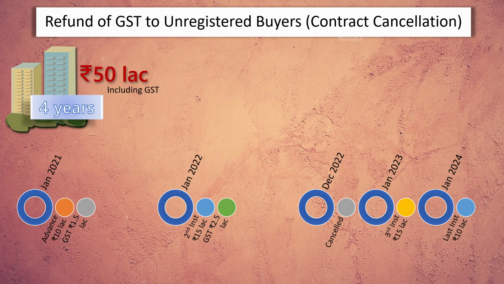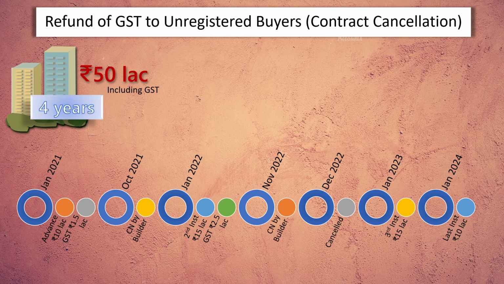For the first advance of 10 lakh, October 2021 is the time limit within which the builder is required to issue the credit note. For the second installment, November 2022 is the time limit within which the credit note should have been issued. Now if you observe here, the time limit to issue a credit note in respect of both these transactions is already over. Because of this reason, the builder is unable to get a refund of GST from the government, and we buyers end up paying this tax for a contract which is actually cancelled.